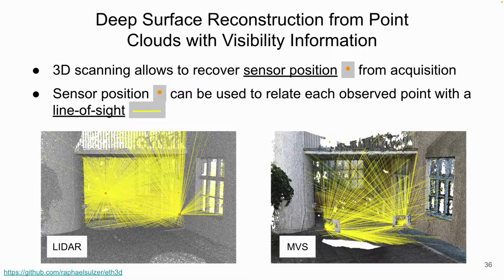So I have shown this a couple of times for the simulated scans, but in general, almost all 3D scanning techniques allow to recover the sensor position during acquisition. And then this sensor position can be used to relate each observed point with a line of sight. So this line of sight is a segment between a point and its sensor. And up to uncertainties in the acquisition, this segment must lie outside the scanned surface, because in fact it is the path of reflected light from the surface point to the sensor. And we call this additional information visibility information.